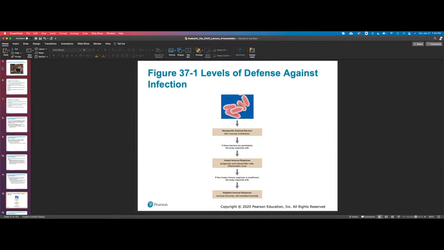If that non-specific barrier gets penetrated, then potentially microbes could come into your bodily fluids or your tissues, and then you'll have that second line of defense, the innate immune response. And if that isn't fully sufficient, then your body will come with the adaptive immune response. The adaptive immune response is going to be the most targeted and specific kind of response.